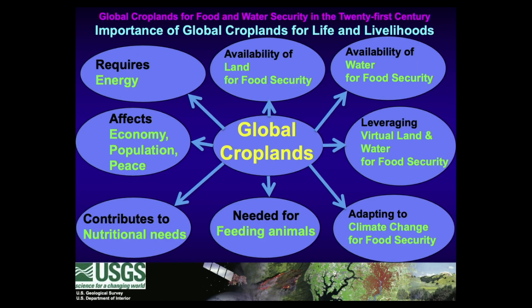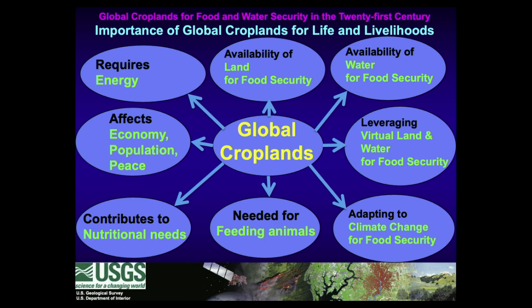Anyway, here is global croplands. I'll give you some brief background before I get into nuts and bolts and details. Global croplands is tied up to everything, availability of land and water. With the increase in population, of course, there is a lot of virtual water and virtual food trade going on around the world. It is tightly related to climate change.